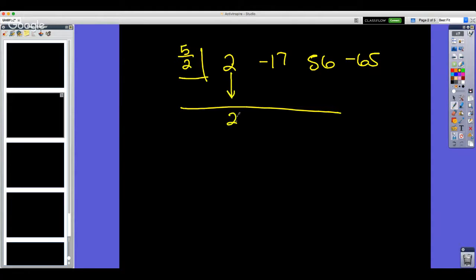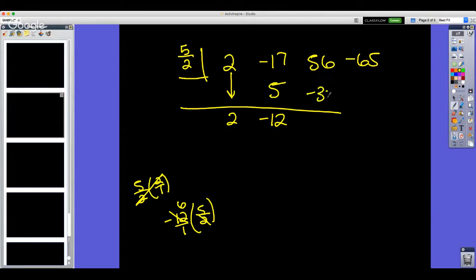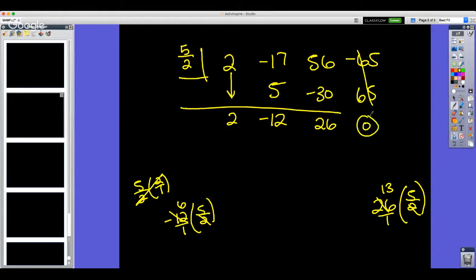So we're going to bring down 2. Bring her down. Okay. We have 5/2 times 2. So if we need to, we could actually do this on the side. And we could cancel the 2's out, right? Leaving me with 5. So we'll put 5 here. 5 minus 17 is negative 12. So we'll take negative 12 and multiply by 5 over 2. 2 goes into negative 12 6 times. So negative 6 times 5 is negative 30. Negative 30 plus 56 is positive 26. So we're going to put this over here. 26 times 5 over 2, right? 2 goes in 26 13 times. And when I multiply 13 times 5, I know I'd get 65, which would produce a remainder of 0, right?